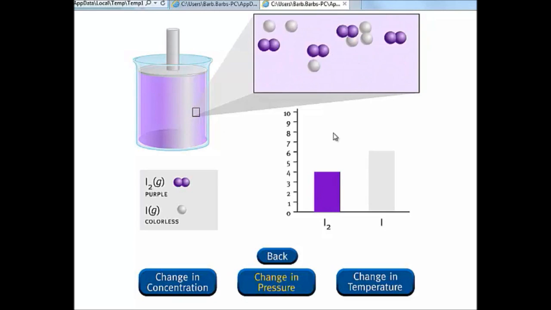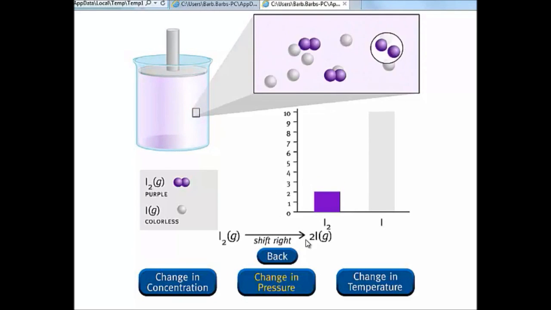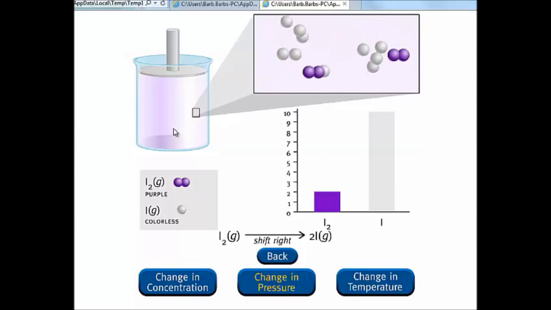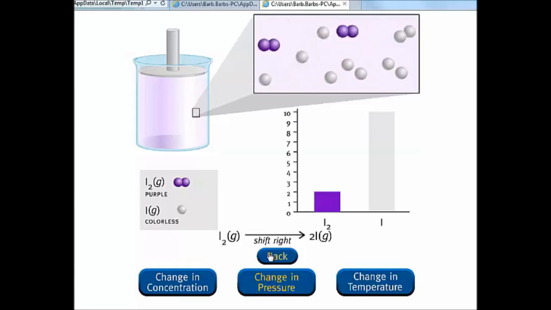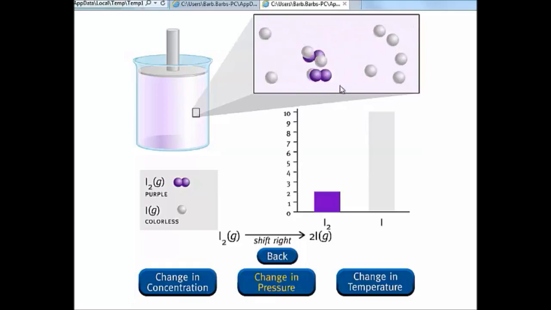Because of the 2-to-1 mole ratio in the balanced equation, more moles of gas can be produced if the system shifts to the right, producing more iodine atoms, as you can see in the microscopic view. As more iodine atoms, which are a colorless gas, are produced, the color of the equilibrium mixture lightens, as you can see in the macroscopic view. Note that the total number of gas particles has increased from 10 to 12.